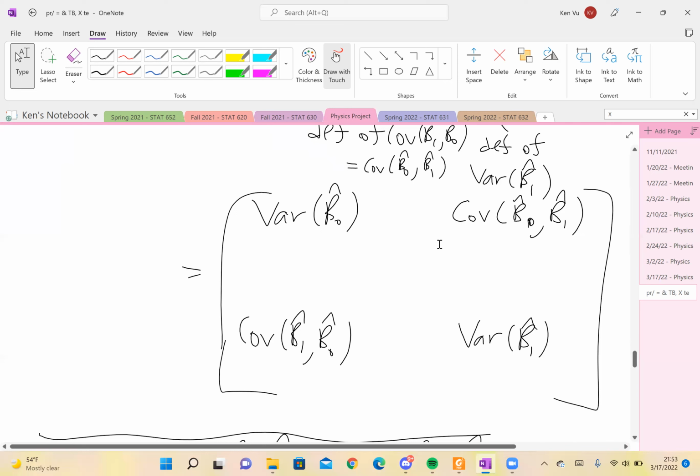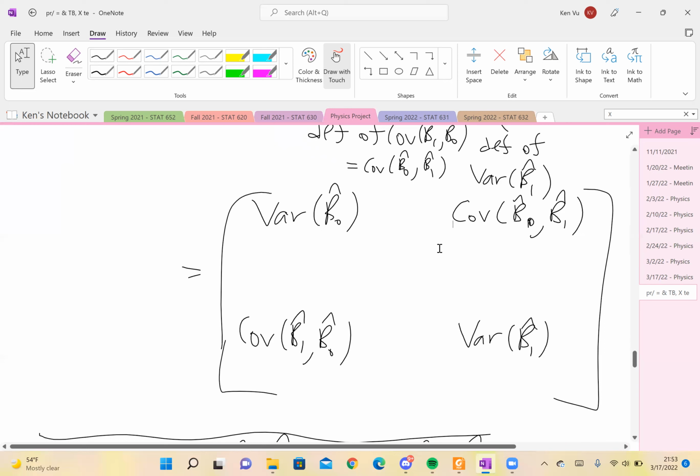You pretty much have proof that you've gotten the variance covariance matrix from just tinkering with the definition of variance of beta hat. I know that it's a bit complicated, but I hope you all can follow and understand where this is coming from.